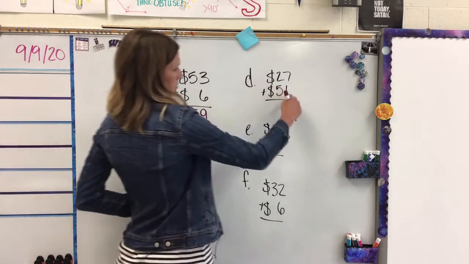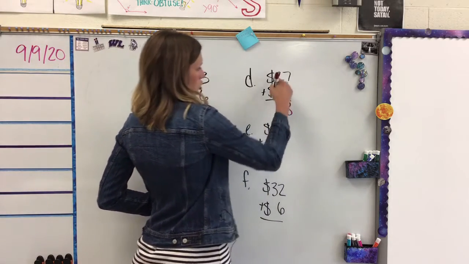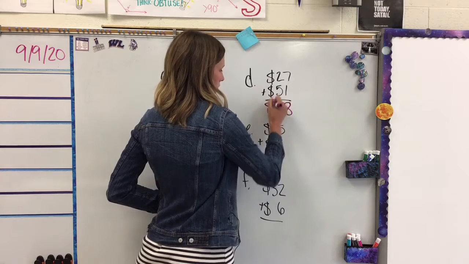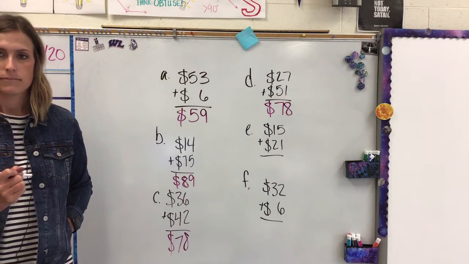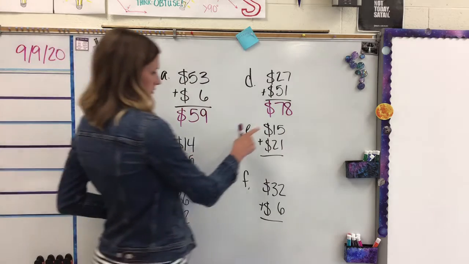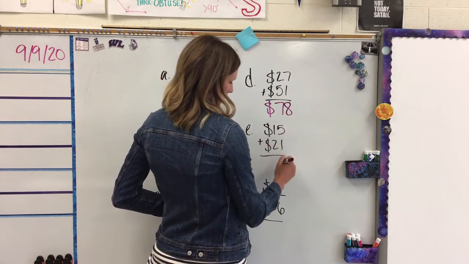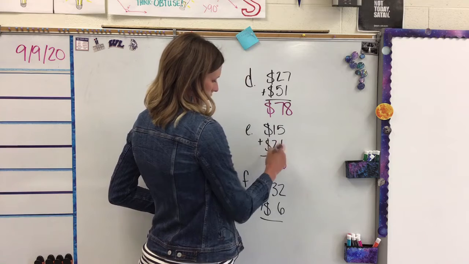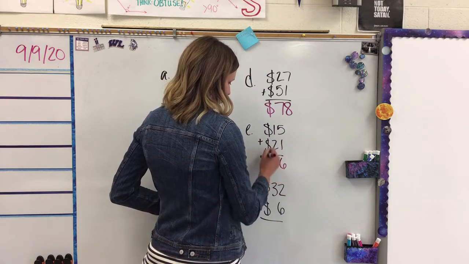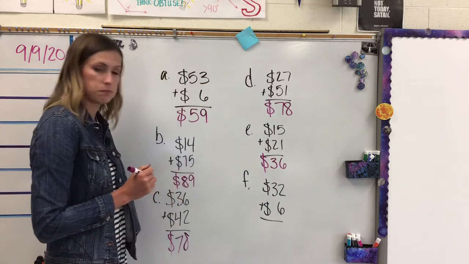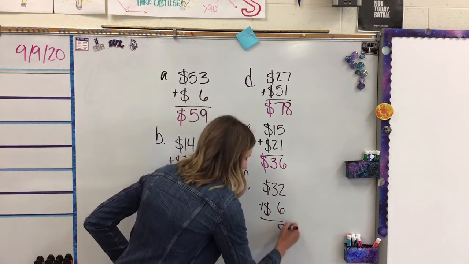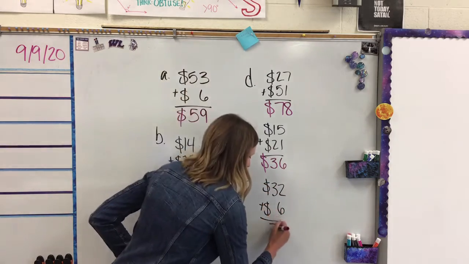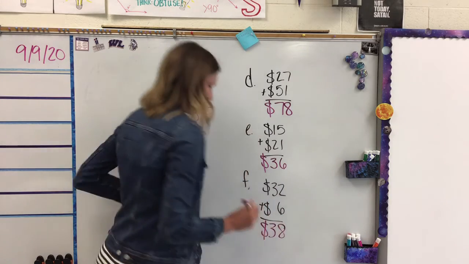D, 7 plus 1 is 8. 2 plus 5 is 7, so you get $78. Next, 15 plus 21. 5 plus 1 is 6. 1 plus 2 is 3, so you get $36. F, 2 plus 6 is 8. 3 plus 0 is 3, so you get $38.